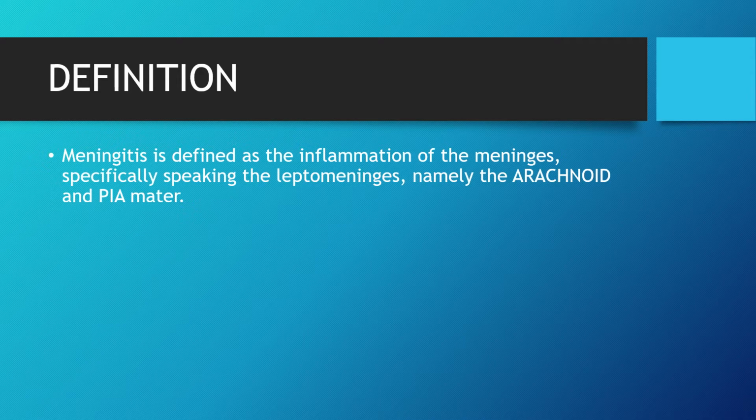So inflammation of the leptomeninges is known as meningitis, and this inflammation can either be infectious in nature, meaning it might be caused by bacteria, viruses, fungi, or parasites, or, in less common cases, by autoimmune or non-infectious disorders such as sarcoidosis, carcinomatosis, and systemic lupus erythematosus.